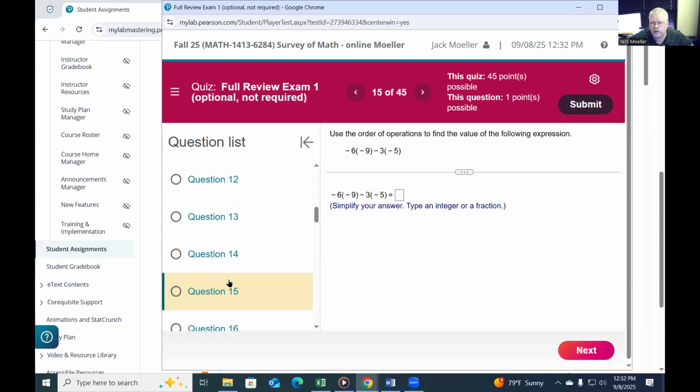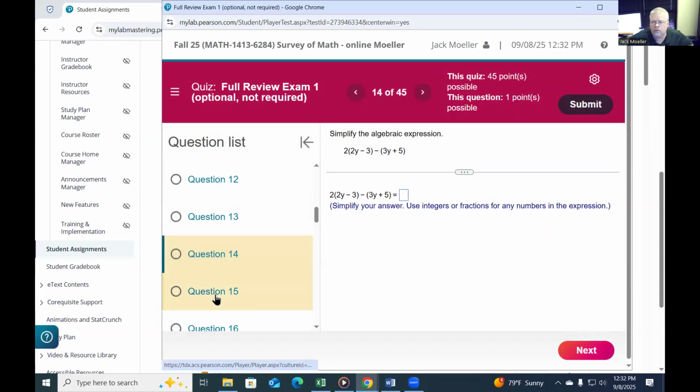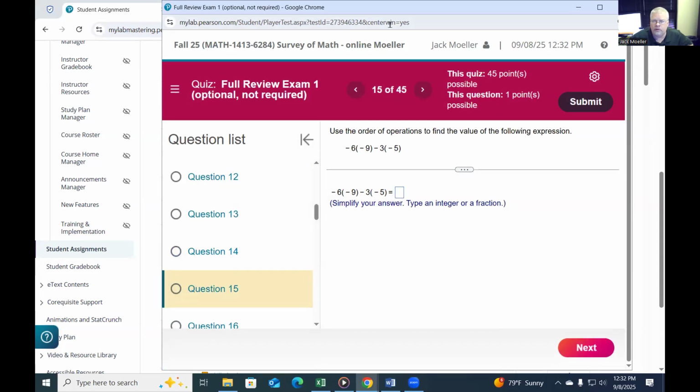I changed it on the actual test. And so we'll come back to the evaluate. So on the order of operation problems, expect several of those. They're going to start kind of like medium level and then get messier.